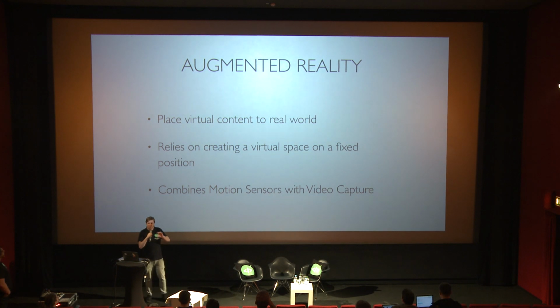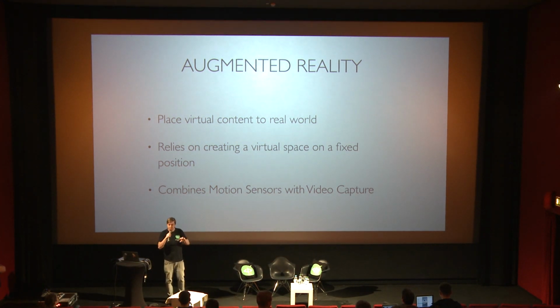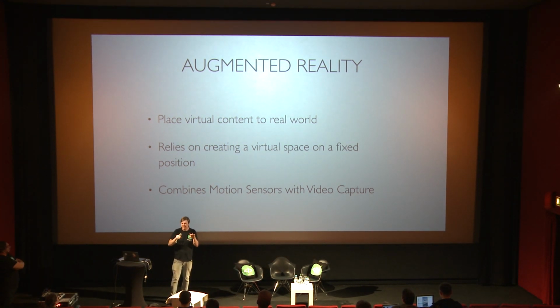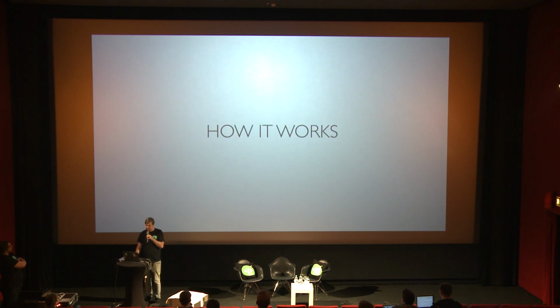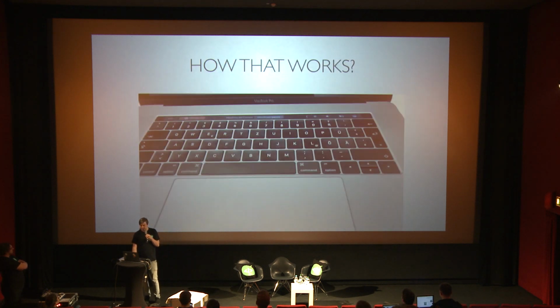So whenever I move a meter to the left, my virtual world on my device screen is moved a meter to the right. So this creates the illusion, and it combines motion sensors with video capture. So how has this been done?